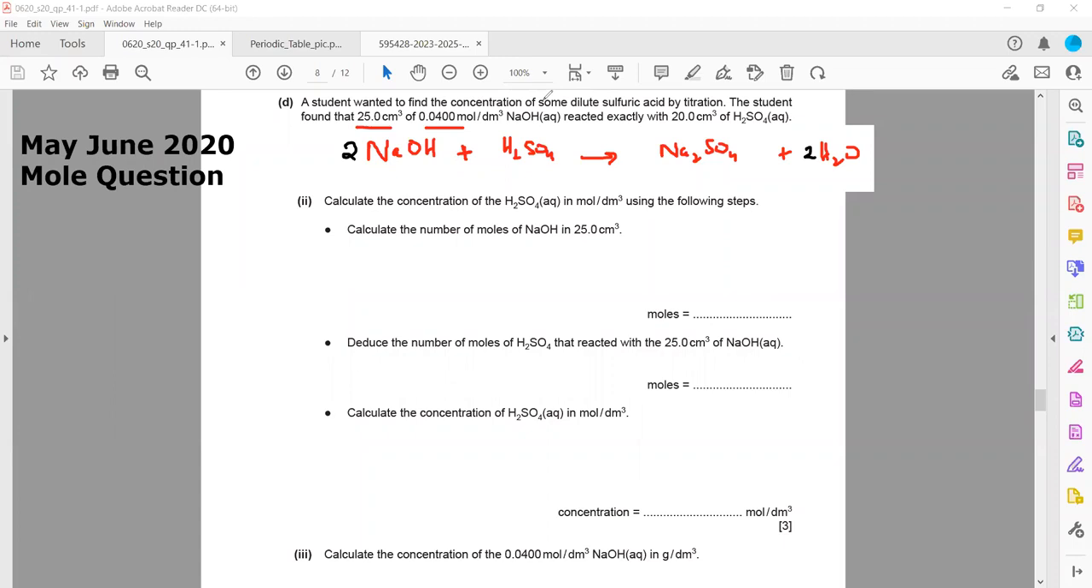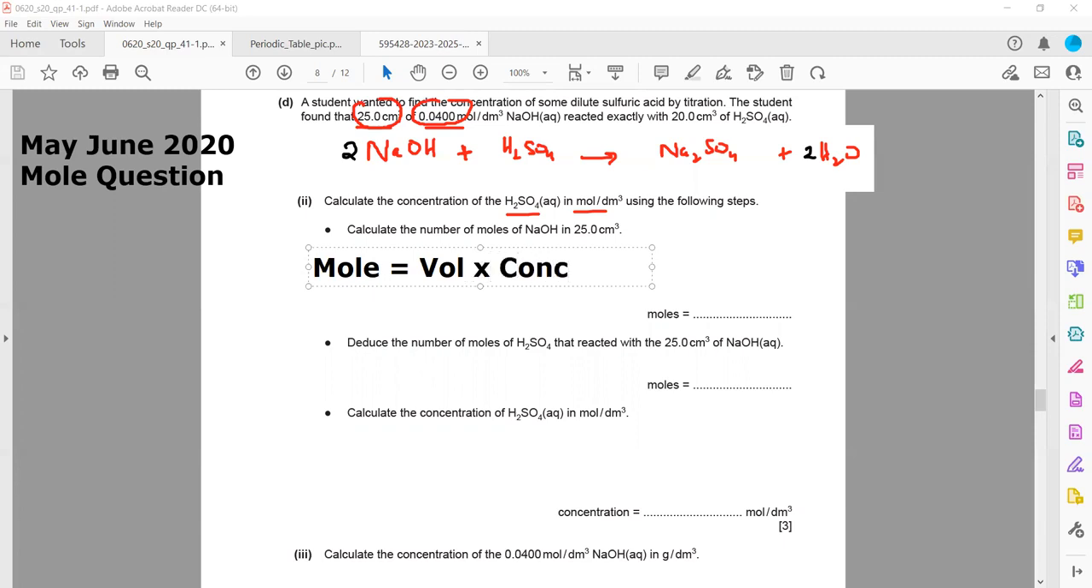But for moles questions, you will always follow the steps. So the first part: calculate the concentration of sulfuric acid in moles per decimeter cube using the following steps. Calculate the number of moles. So I need the moles of sodium hydroxide. I have the volume, which is 25, and I have the concentration, which is 0.04. So what should I do to calculate the moles? Which formula? Moles is equal to volume multiplied by concentration. Good. So moles equals volume into concentration or concentration into volume.